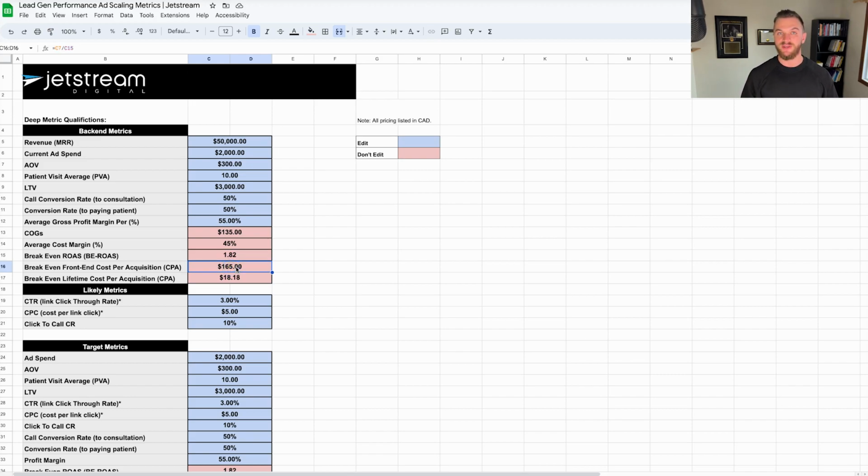By front-end, we mean on that first sale, how much money can you effectively spend to acquire a customer profitably? So you can spend $165. Anything more than that will be unprofitable for you on the front end. However, your lifetime value, taking into consideration this $3,000, means you can actually spend anything up to $18 to acquire a customer and be profitable, right? So you have a lot of margin to work with there and a really, really good cost per acquisition if you are a local business.